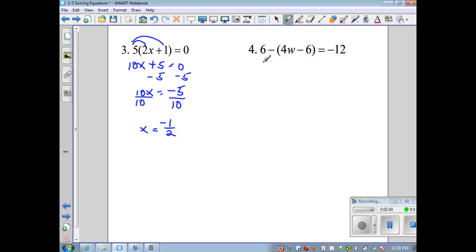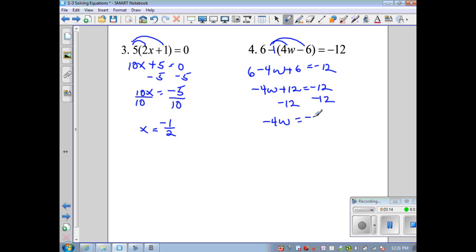Example 4. Again, copy the problem. Then we're going to use the distributive property. I'm going to bring down my 6. This is a negative 1, which I will distribute through, which gives me a negative 4w plus 6 equals a negative 12. Let's simplify by combining like terms on the left side. That gives me a negative 4w plus 12 equals a negative 12. Eliminating my constant on the left side, I'll subtract 12. That's inverse operation. That gives me a negative 4w equals a negative 24. Divide by a negative 4.